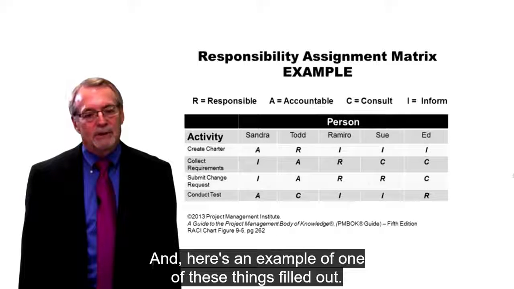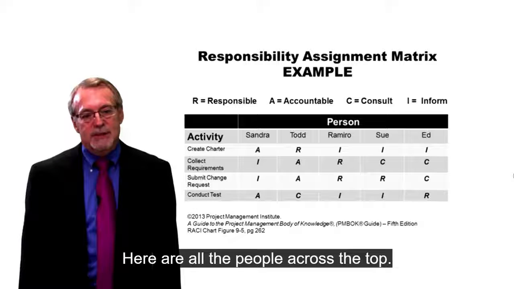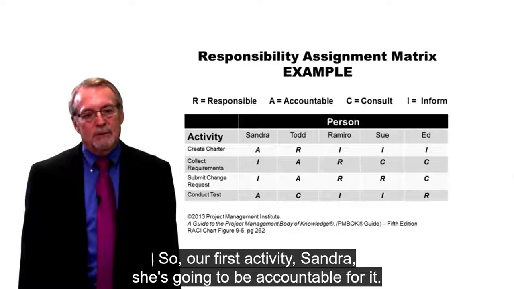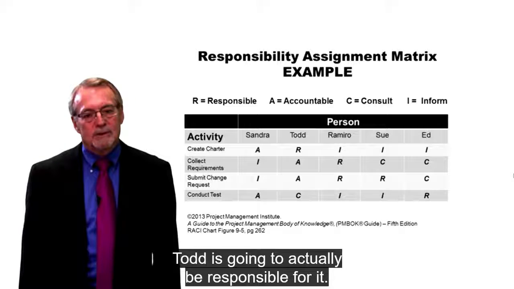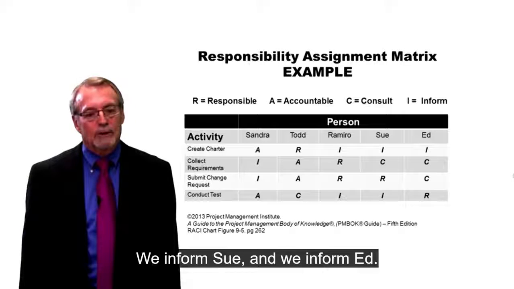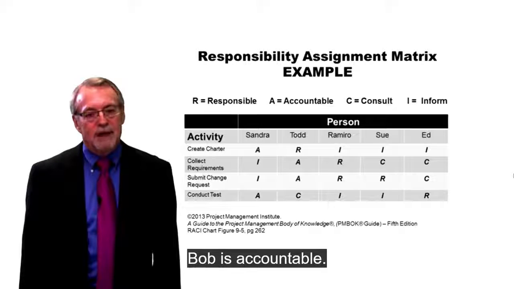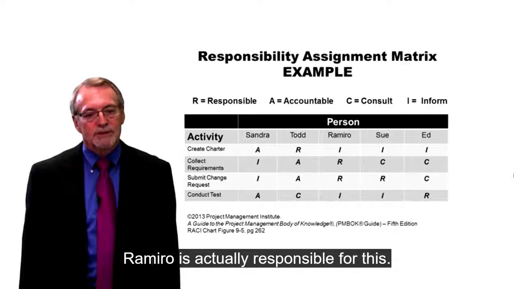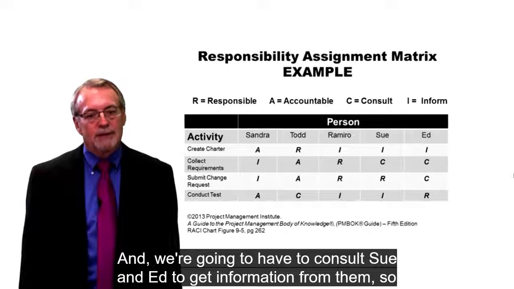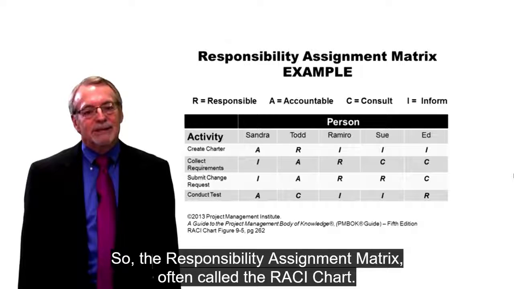And here's an example of one of these things filled out. So here are all the different activities. Here are all the people across the top. So our first activity, Sandra, she's going to be accountable for it. Todd is going to actually be responsible for it. Ramiro, we have to inform Ramiro about this. We inform Sue, and we inform Ed. The second one, Sandra gets informed. Todd is accountable. Ramiro is actually responsible for this. And we're going to have to consult Sue and Ed to get information from them so we can do this task properly. So the responsibility assignment matrix, often called a RACI chart.